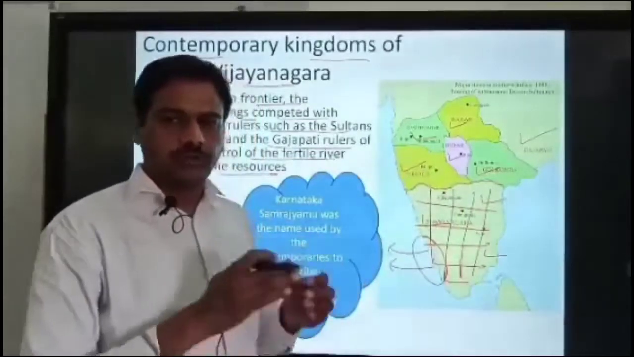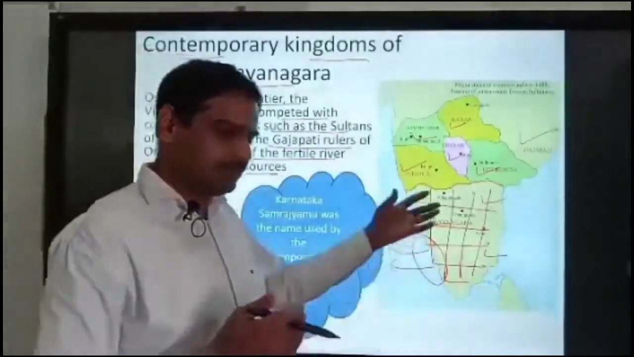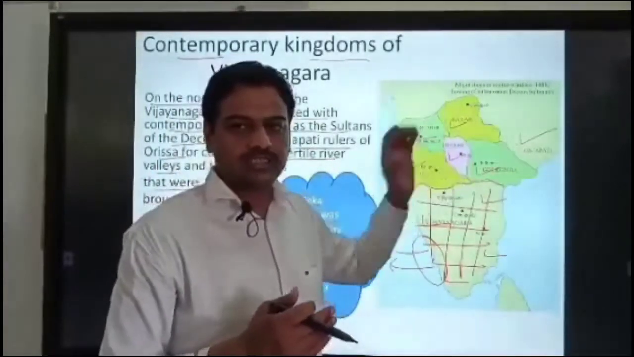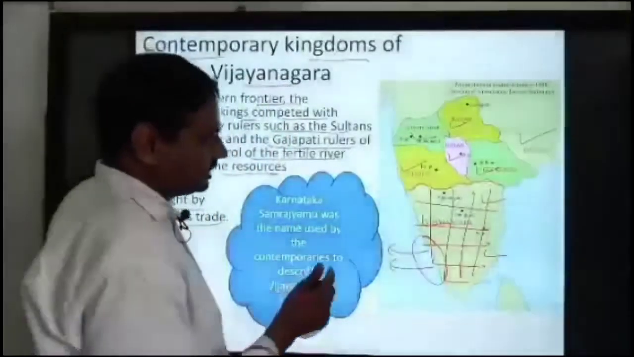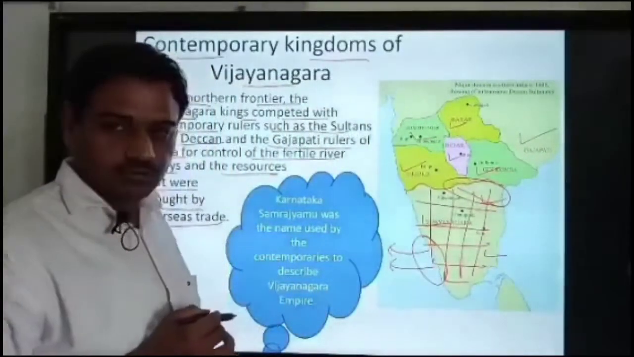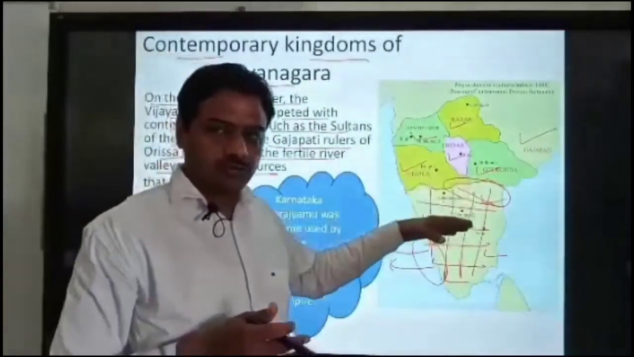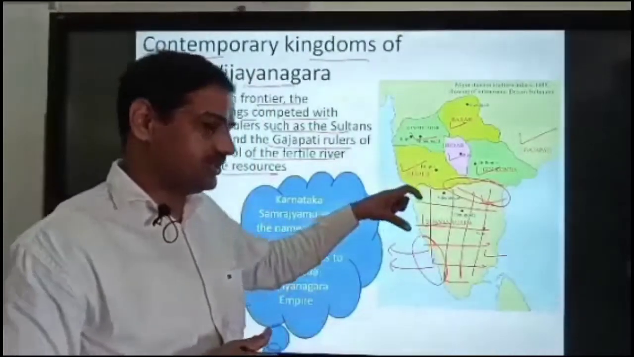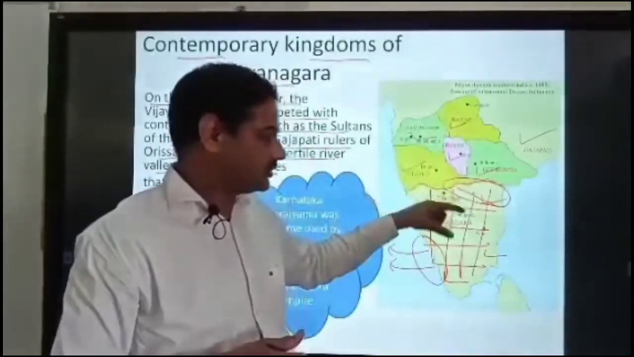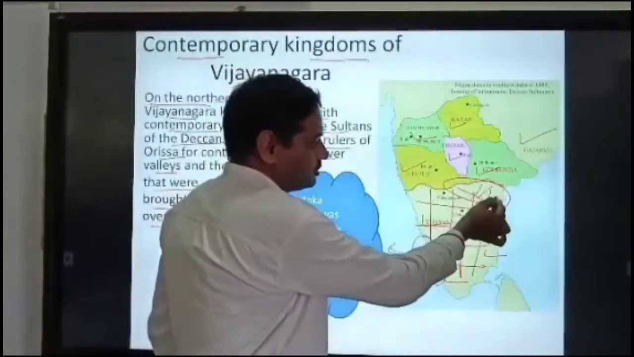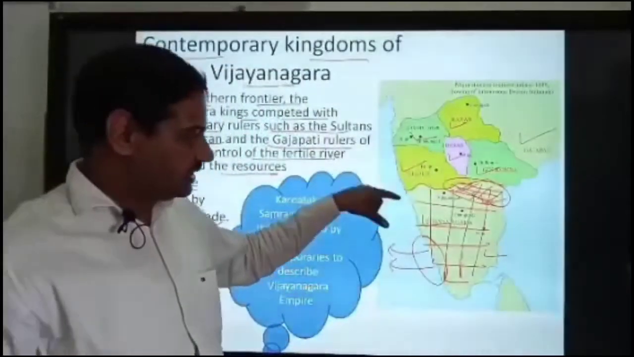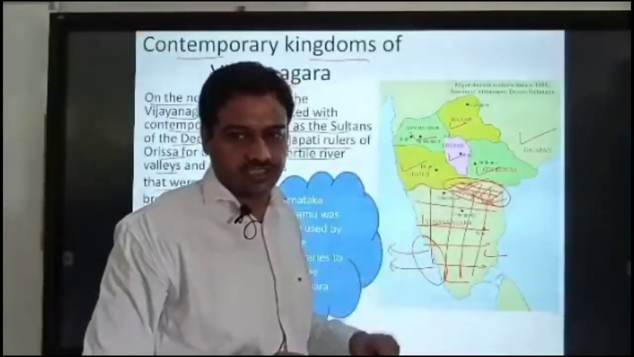So there was competition among these rulers, and there were frequent battles among them also. As a result, the Vijayanagara rulers defeated the Sultans as well as the Gajapati ruler of Odisha, so that they could control this area. This area is irrigated by a river, the Tungabhadra river, and the area lies between Krishna and Tungabhadra, which is also called the Doab, and it was very, very fertile and very, very productive. So all of these sultans as well as the Gajapati ruler wanted to have control of this region, because it was a very, very fertile region. As a result, this was the bone of contention among these kingdoms, and finally the Vijayanagara ruler took hold of this area.